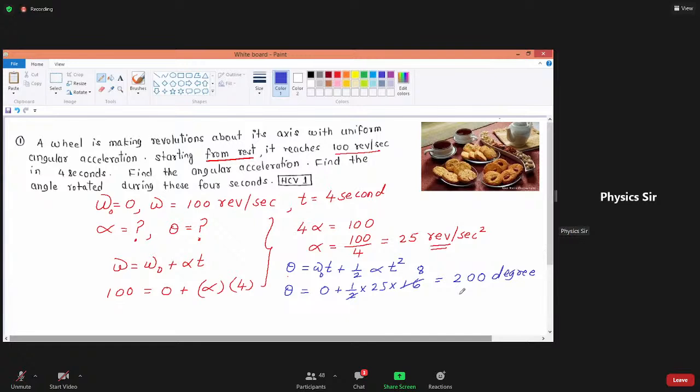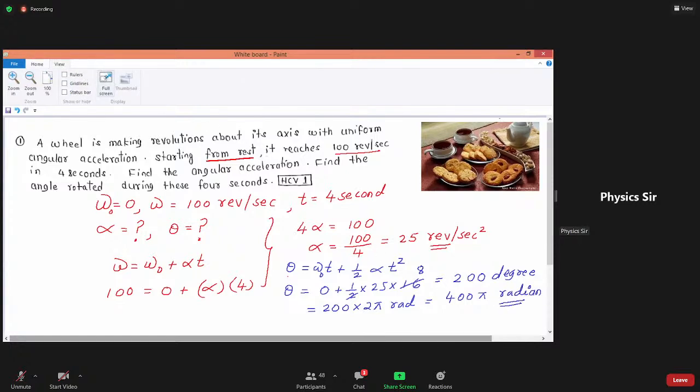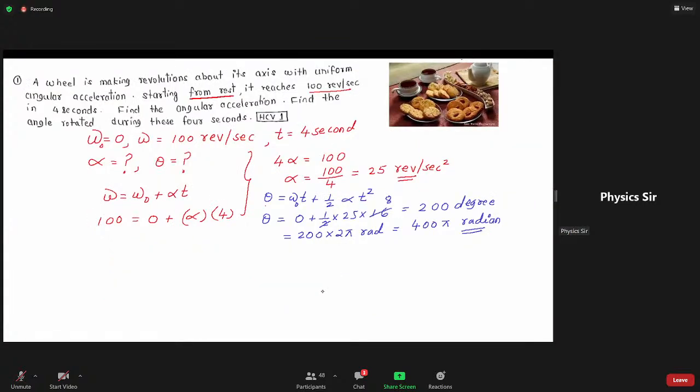Now this 200 degree can be written as 200 into 2 pi radian. So this will be 400 pi radian. 400 pi radian. I hope beta sab log ko ye samjha. All my dear students, they have understood the sum.